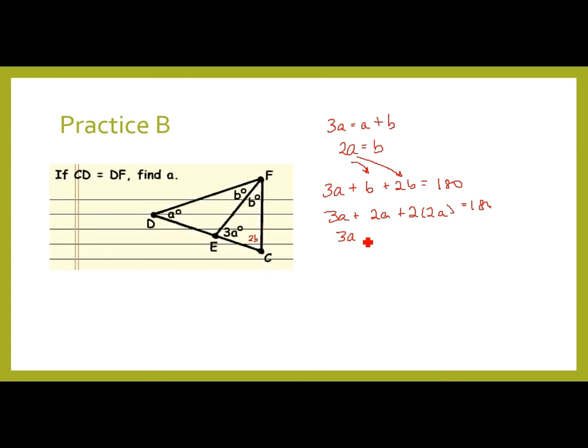So we have 3a plus 2a plus 4a equals 180. Then we have 9a equals 180. Divide by 9. And we find out that a is 20. And that's the answer to practice B.